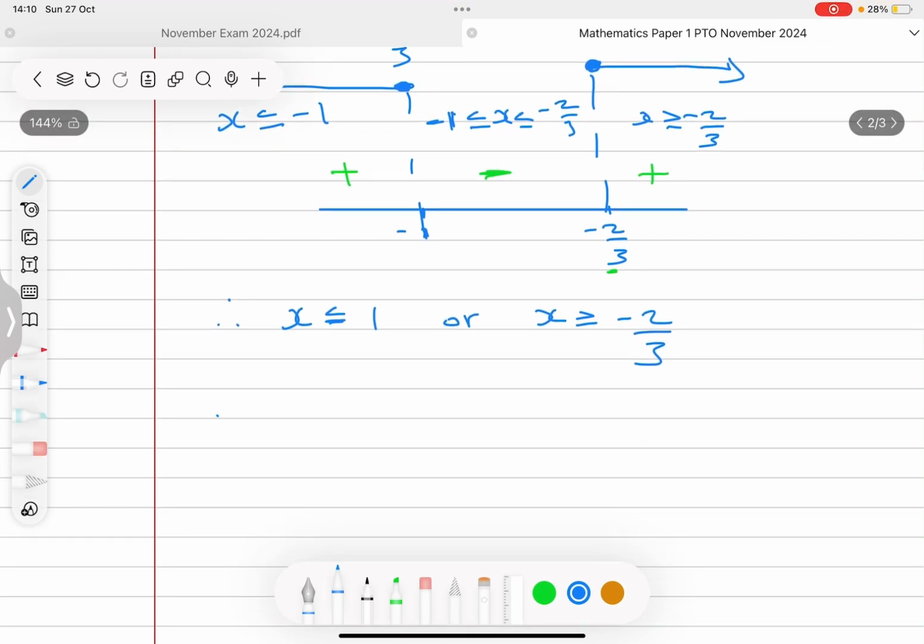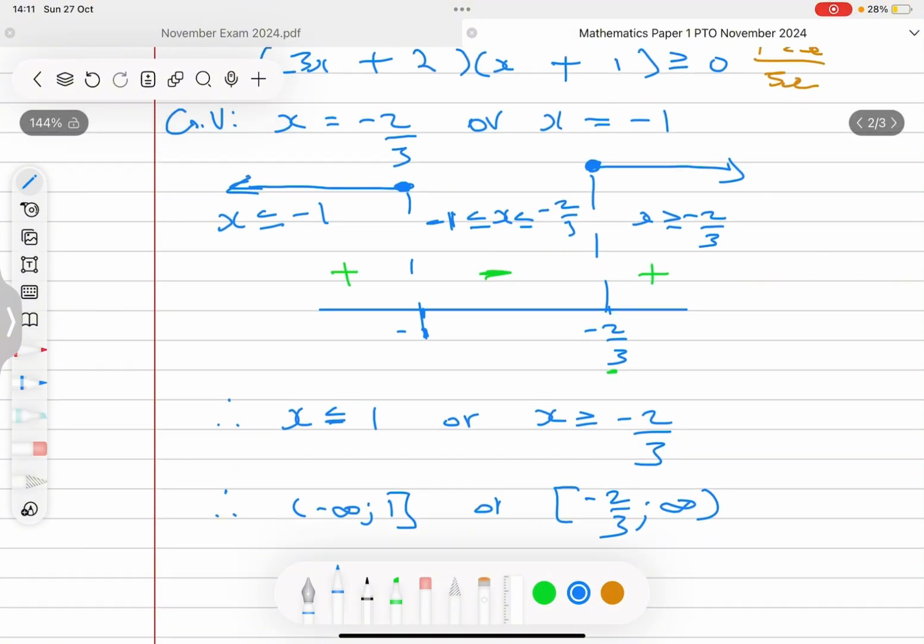Another way of writing this is to use a notation where you're saying from negative infinity to -1, and I use a square bracket here to say -1 is part of the solution, is included. Or I would also write this in this fashion. I'll say from negative 2 over 3, with a square bracket because it's included, it's an equal sign. This will move from here up until infinity. You can use this notation if you like, right? So that's how you'll do the inequality problem.